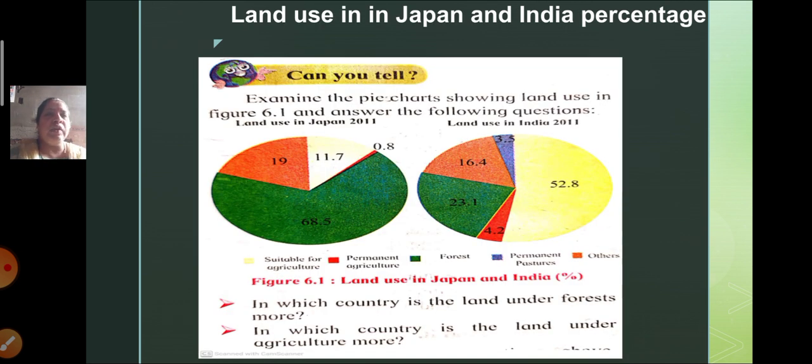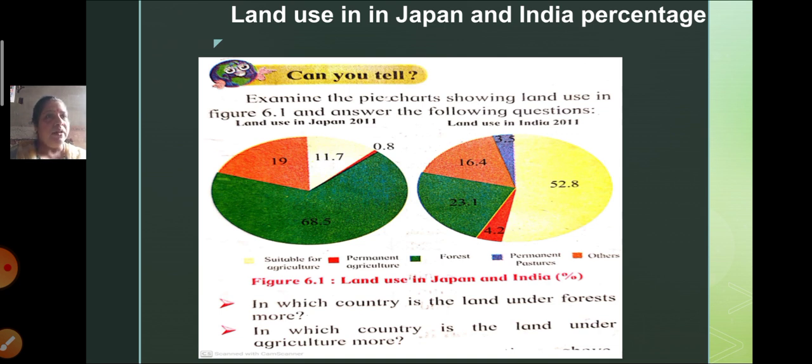Now children, you can see the pie diagram over here. What is this pie diagram showing you? It is showing you the land use in Japan 2011 and the land use in India 2011. Down below the pie diagram you can see certain colors, that is the index. The yellow color is showing suitable for agriculture, red color is showing permanent agriculture, green color is showing forest area, blue color is showing permanent pastures and orange color is showing others. The values are given in percentage.